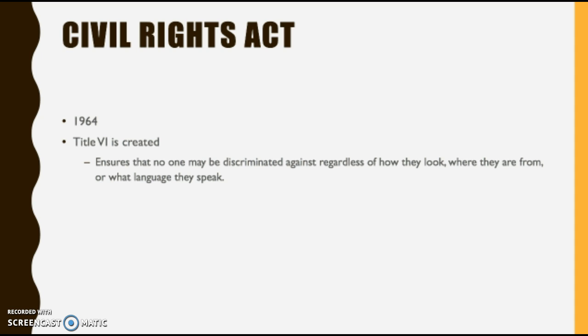This is the earliest one, going in chronological order. And this is kind of a blanket statement, if you will. This is when civil rights were first being created, first being championed. So this is a broad law. And as we proceed down the timeline, you're going to see how it gets a bit more narrow and a bit more specified. But this is the blanket statement that ensures that no one may be discriminated against, where they're from, how they look, what they speak.